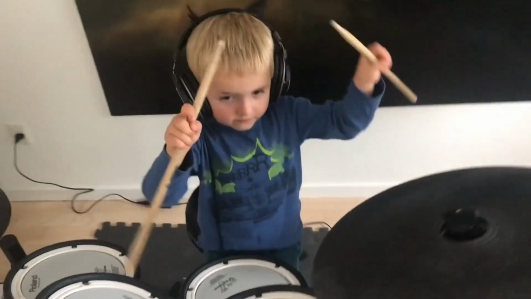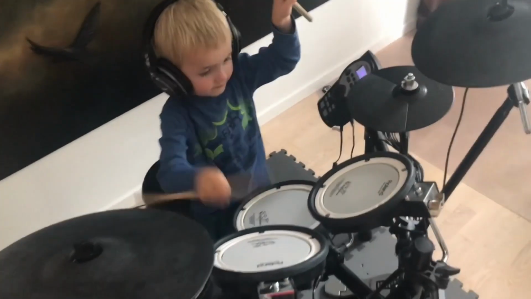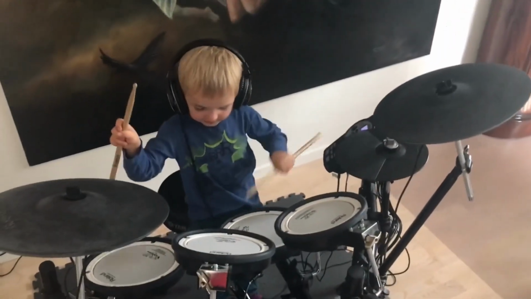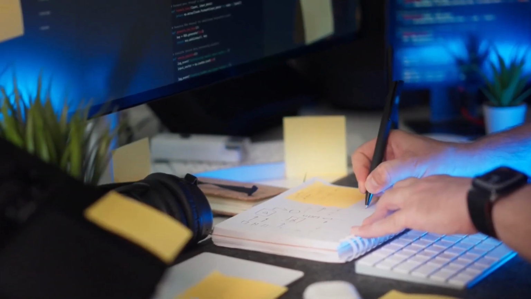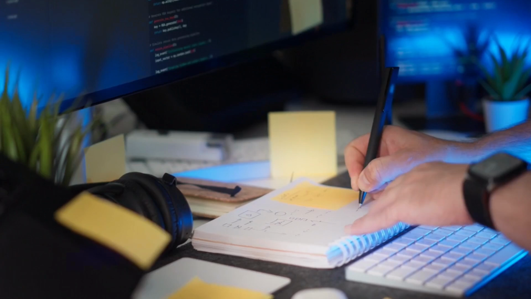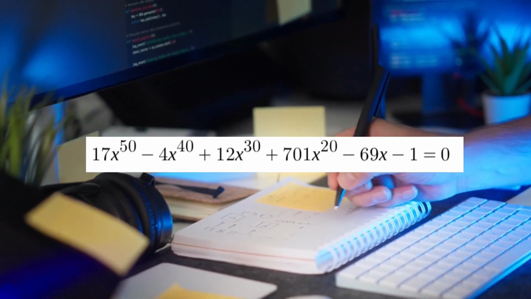Well, seems like this website was also made by a kid. So today we are going to do what we are best at doing. Not this. We are going to write an algorithm which can find roots of polynomial equations like these.